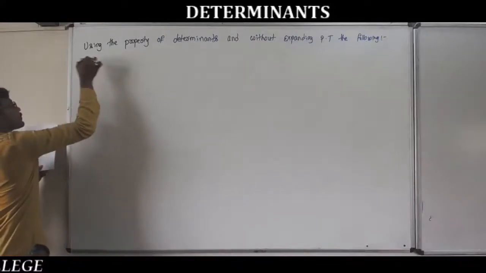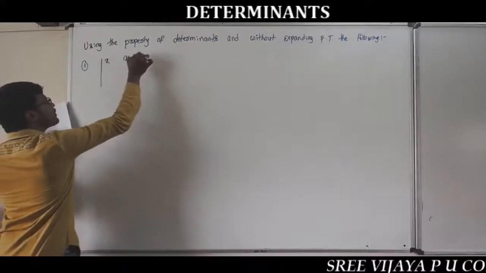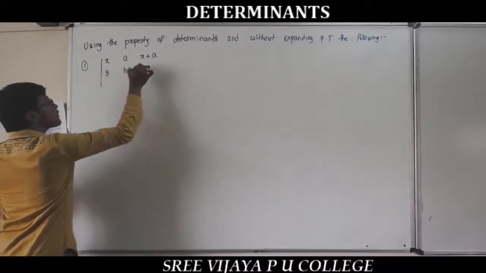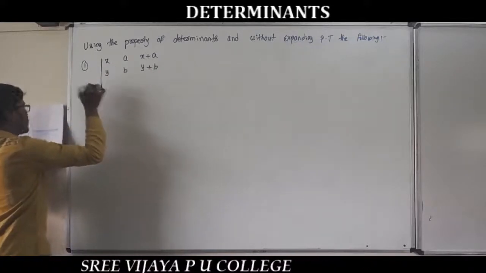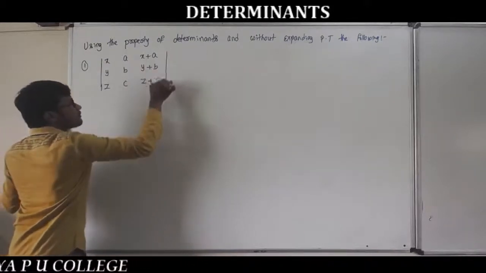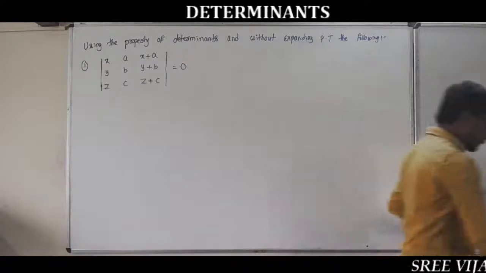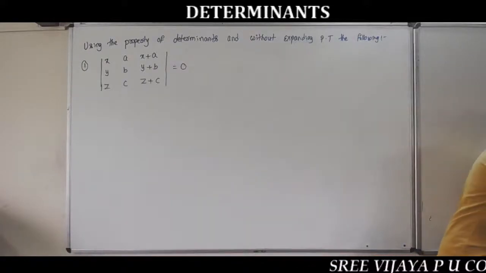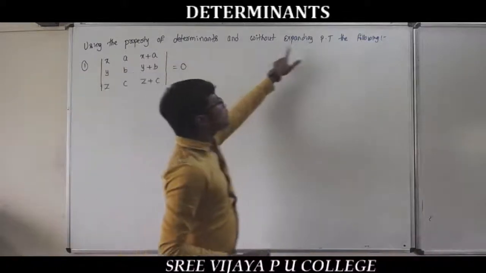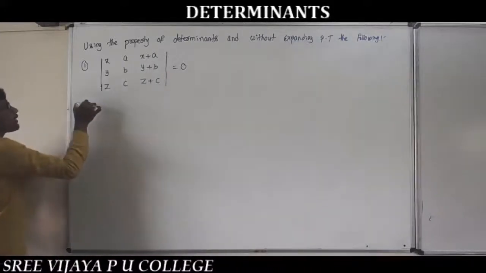In that, see the first question. Determinant of x, a, x plus a; y, b, y plus b; z, c, z plus c will be equal to 0. So this is the first one. Using the properties of determinants and without expanding, prove the following. So you cannot directly expand. By using properties only we can prove the problem.